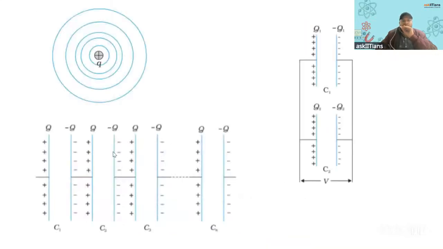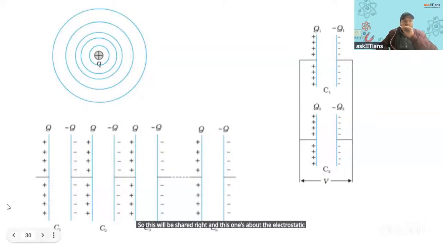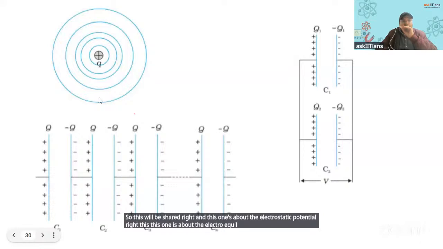So this will be shared. And this one's about the electrostatic potential. This one is about the equipotential surface. This is the equipotential surface. Then this is the series combination.